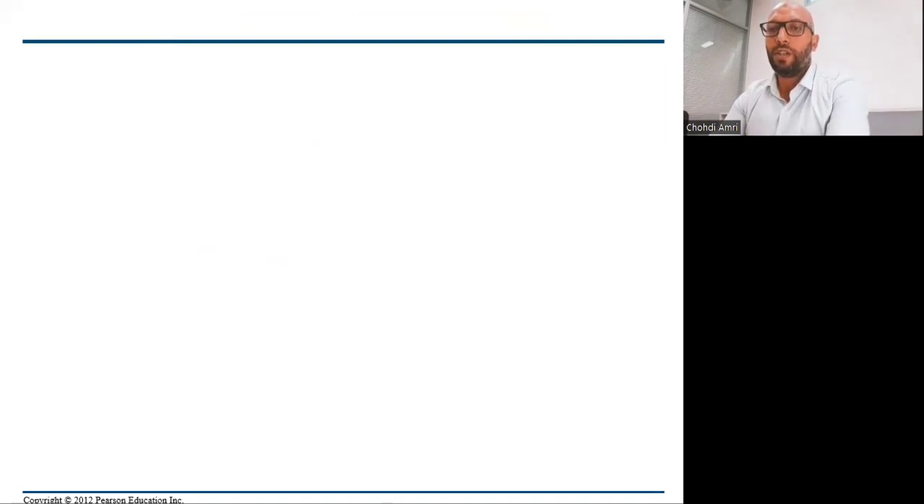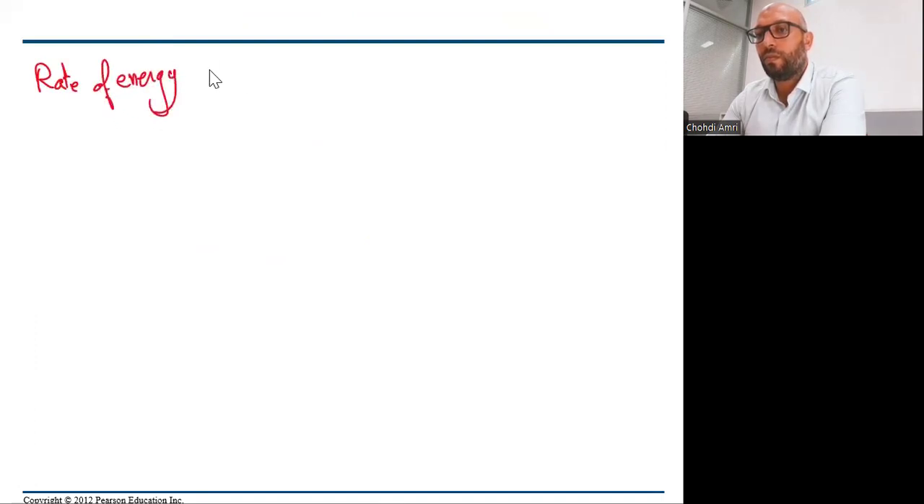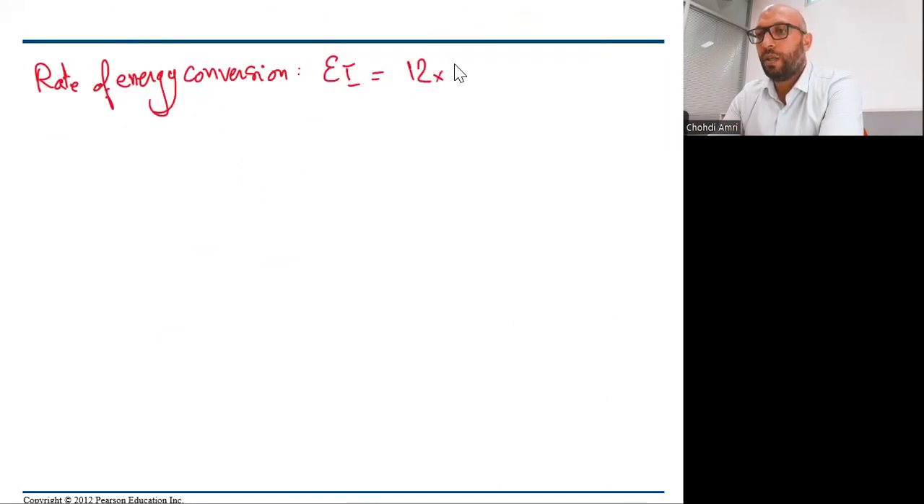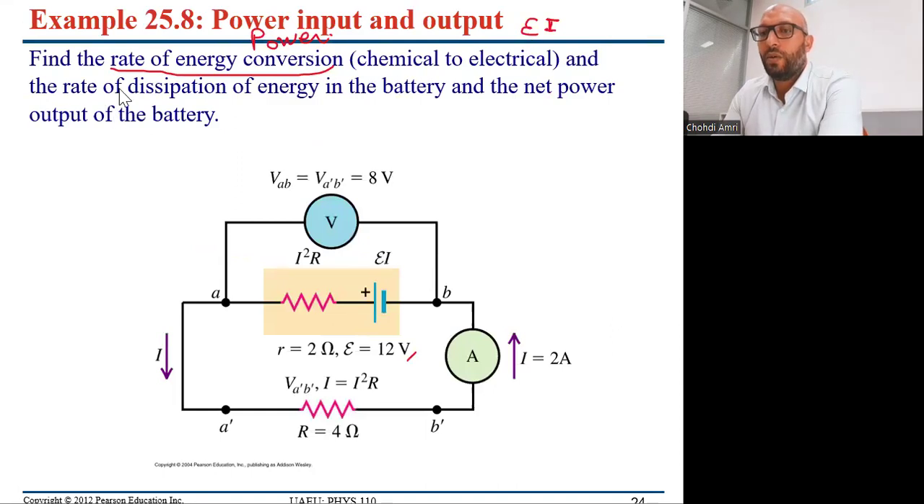Okay, rate of energy conversion. Epsilon I. In our case, epsilon is 12 and I is 2. So it's 12 multiplied by 2. So it's 24 watts, the unit of the power. Okay, next, he's asking about the rate of dissipation of energy in the battery.